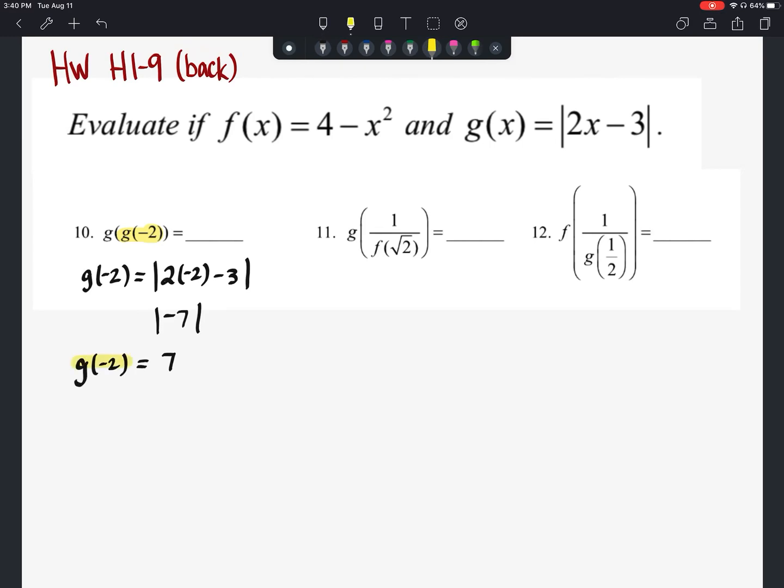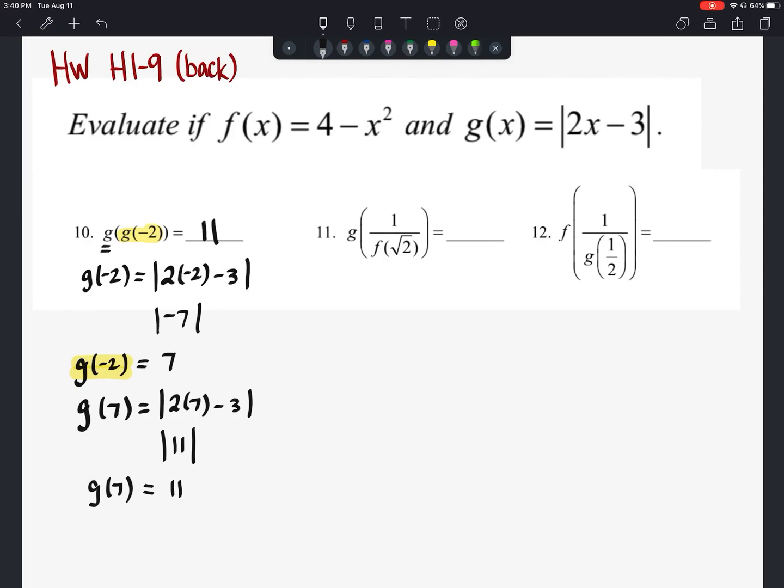Now that we know that, we're going to substitute 7 in its place, and we're going to plug it into the first g. So we have g of 7 equals the absolute value of 2 times 7 minus 3. 2 times 7 is 14. 14 minus 3 is 11. So we have the absolute value of 11, which is 11. So g of 7 is equal to 11, and that's going to actually be the value we're looking for, our answer.